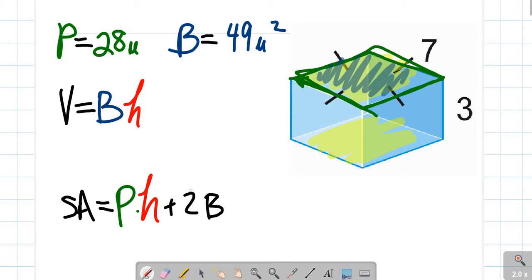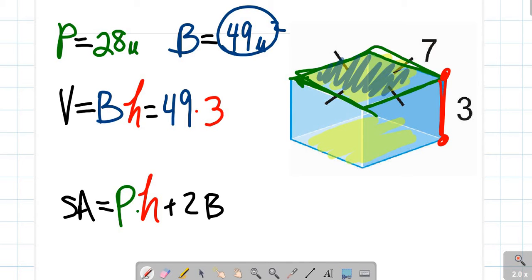So volume is base times height. Our base here, we already have it. It's 49, times our height, which is the distance between the bases. So it's going to be 3. So you simply do 49 times 3. And we get the volume equals 147 units cubed.